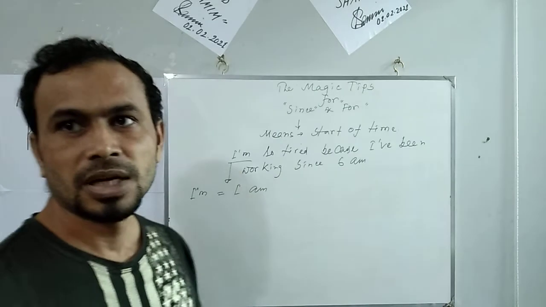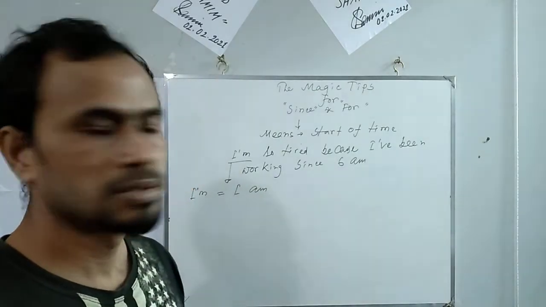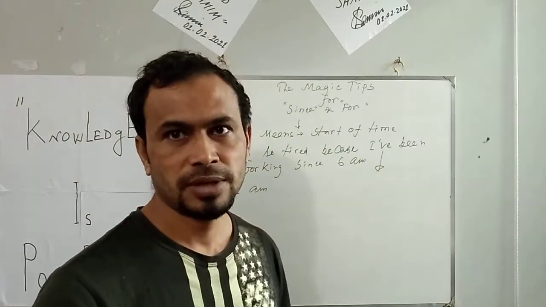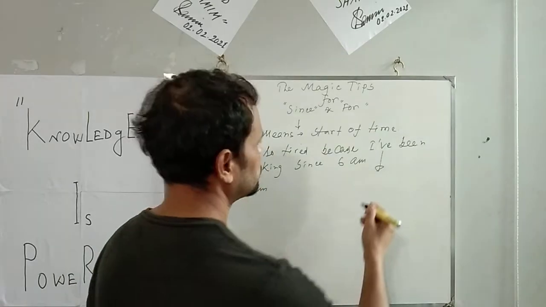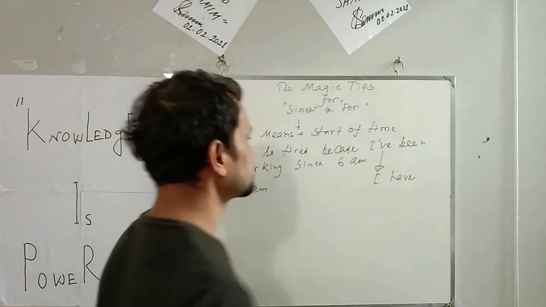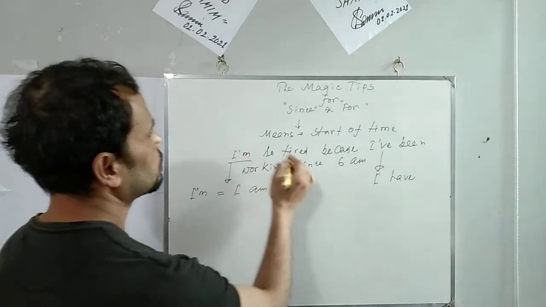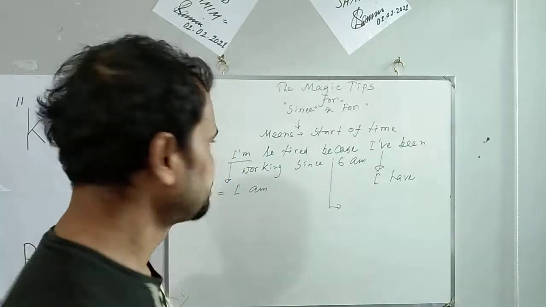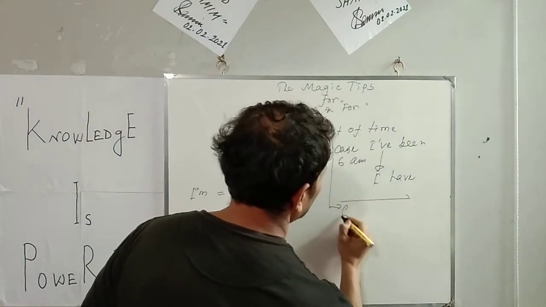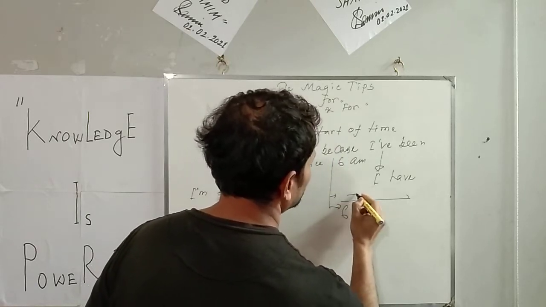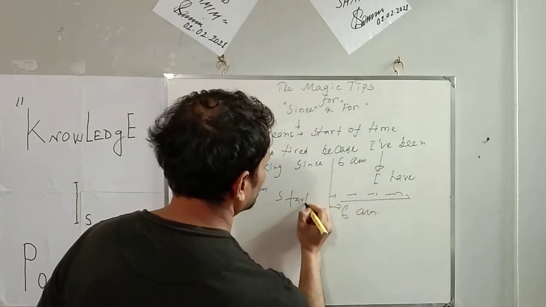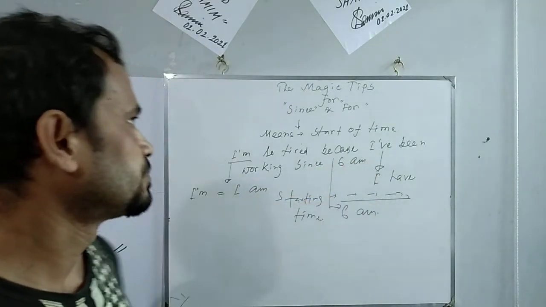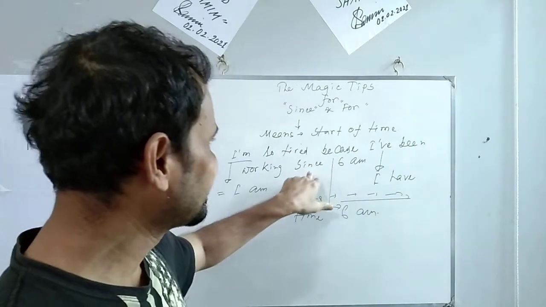I think you already know the contractions. I'm so tired because I have been or I've been. Here also we can see I've is a contraction of I have. So my friends, you can see I'm so tired because I've been working since 6 a.m. So 6 a.m. is a starting time. So in these expressions we use since here.